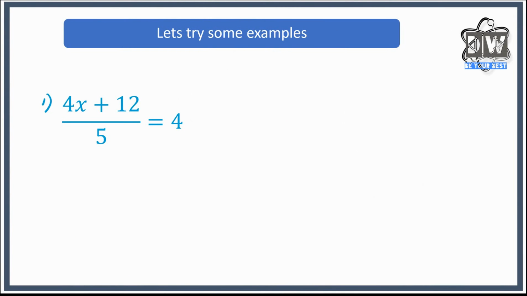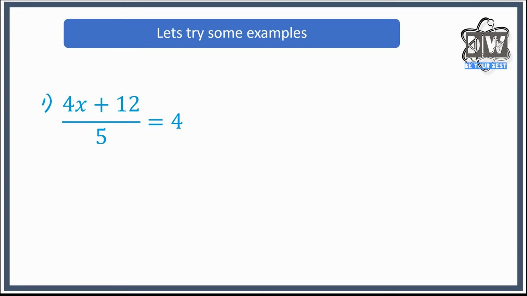So the first one here is 4x plus 12 divided by 5 equals 4. Now, where some people go wrong is they try and deal with this plus 12 first. But we can't do that, because what we're actually doing is dividing all of this by 5. So if we were to get rid of the plus 12 by minusing 12, we wouldn't actually be dividing all of that. So we've got to deal with that first.